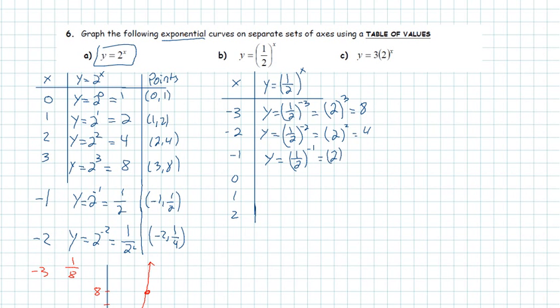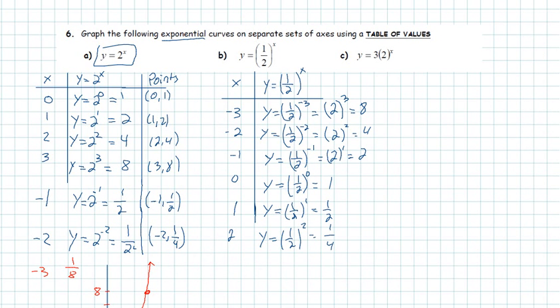What's a half to the power of 0? It's 1. No matter what the number is, it could be a letter, even an x to the power of 0 is 1. 1,000 to the power of 0 is 1. If I have a half to the power of 1, that's a half. And a half to the power of 2, that's a quarter. Okay?